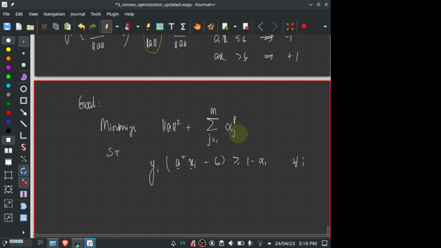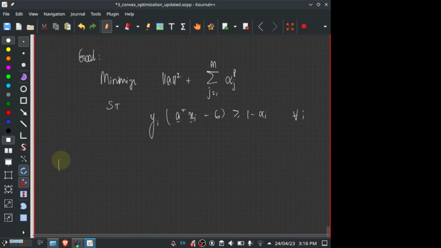So maybe I'll leave it to you as a homework to actually simulate this. Try to generate points as before, but now perhaps take some points on one side to be 0 and take some points on the other side to be equal to 1, and try to find the optimizing A and B.